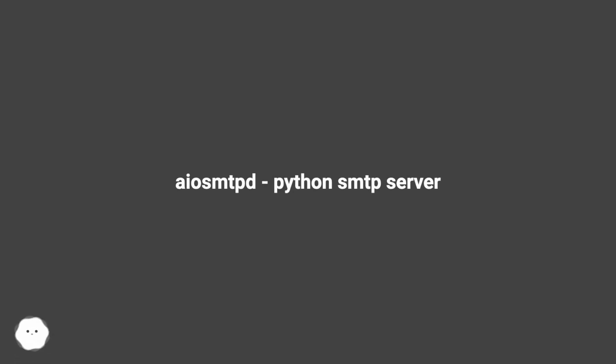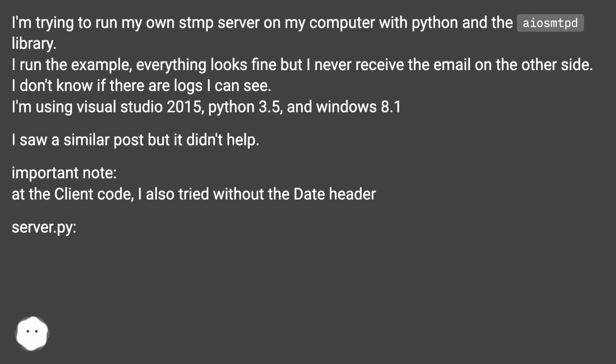Aiosmtpd, a Python SMTP server. I'm trying to run my own SMTP server on my computer with Python and the Aiosmtpd library. I run the example, everything looks fine, but I never received the email on the other side. I don't know if there are logs I can see.